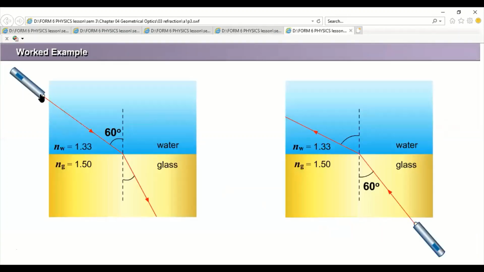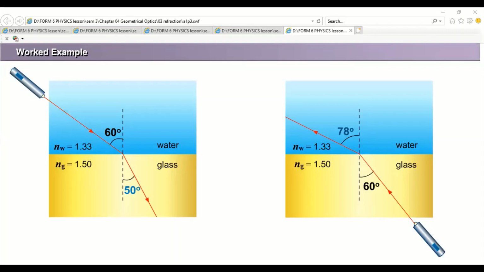If a light ray is incident at an angle of 60 degrees, the refracted angle in glass, which is higher in refractive index, will be smaller. If the light is incident from the glass, the medium with greater refractive index, and passes into a medium with lower optical density, the angle of refraction will be greater in water.